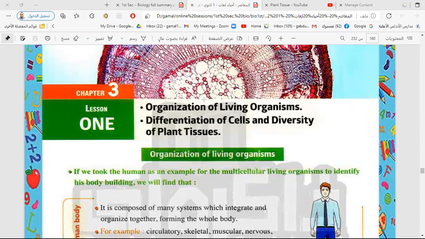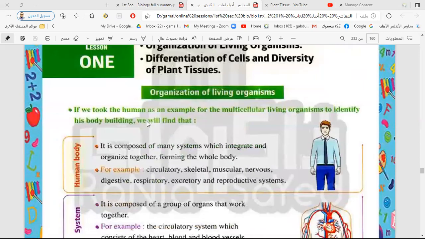Okay. The building unit of all living organisms is what? The cells. And the cells are organized, meaning that each group of cells collects together to make a certain tissue, and each tissue with other tissues connects together to make an organ, and every group of organs connects together to make a system. Finally, we can build the body of the living organism. So the body is made of levels.